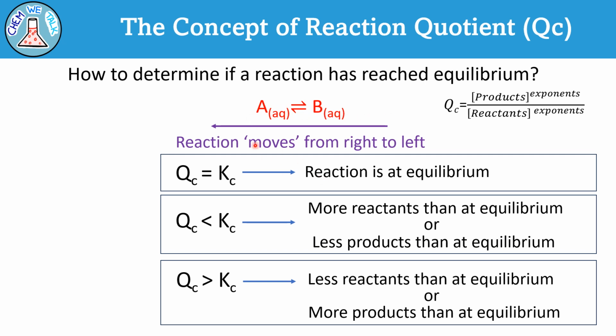So the reaction now needs to move from right to left to consume some products and make more reactant. I just want to remind you that because we have a dynamic equilibrium scenario, even when Qc equals Kc, there are still reactions going in this direction and that direction, but there's no net movement because the rate of this reaction is equal to the rate of that reaction.